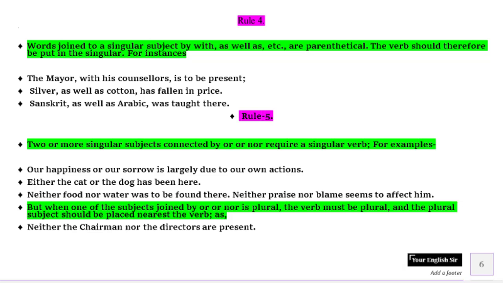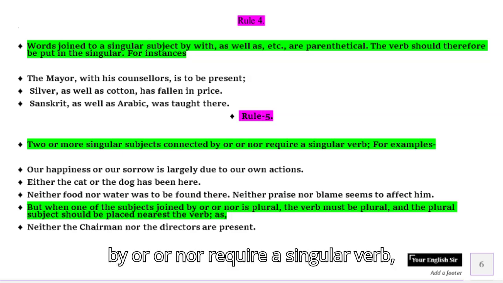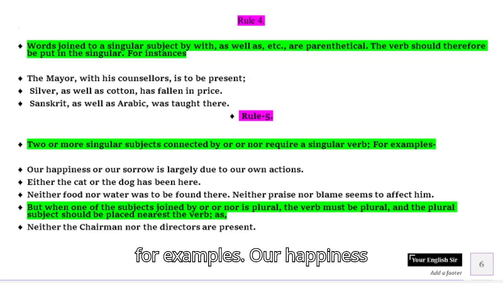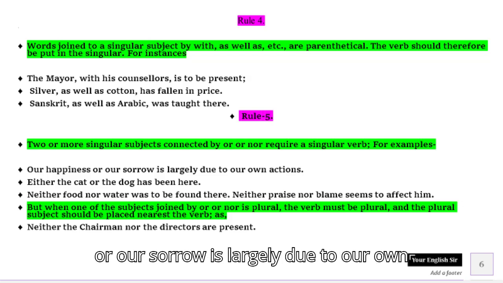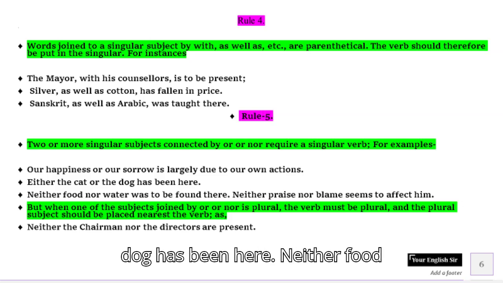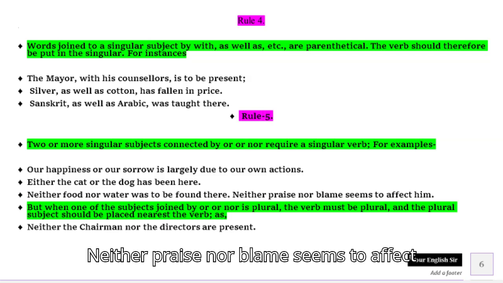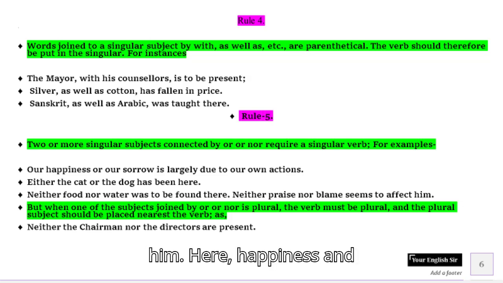Rule 5. Two or more singular subjects connected by or or nor require a singular verb. For examples: our happiness or our sorrow is largely due to our own actions. Either the cat or the dog has been here. Neither food nor water was to be found there. Neither praise nor blame seems to affect him.